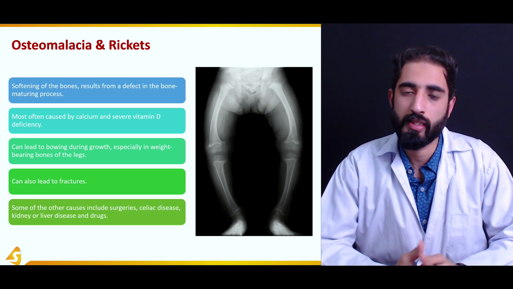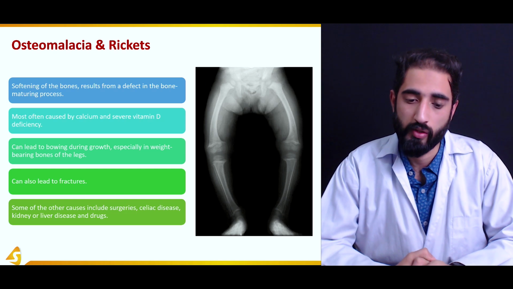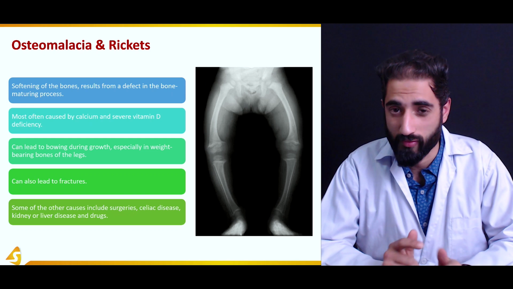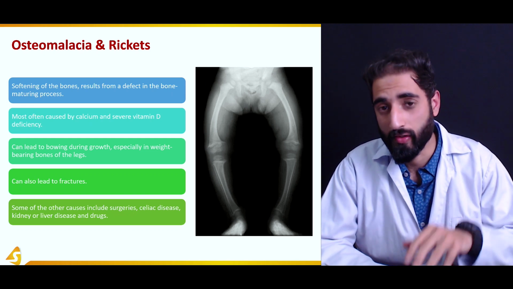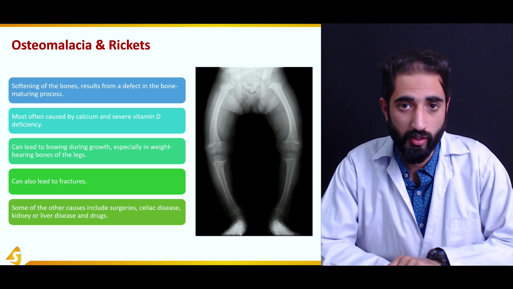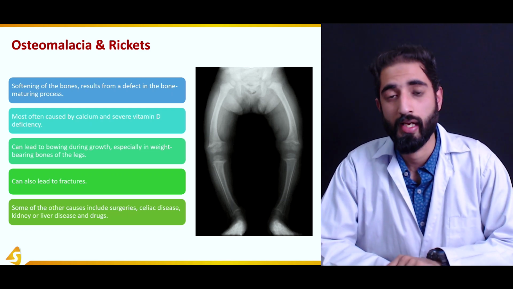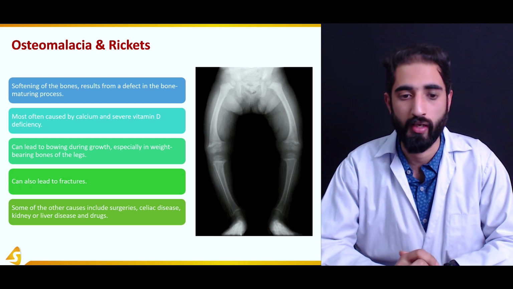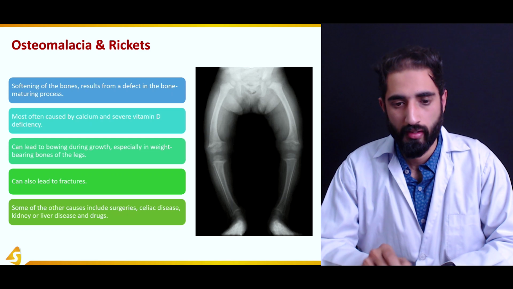Some other causes for osteomalacia and rickets include surgeries, celiac disease, and kidney or liver disease, because all of these result in either increased loss of calcium or decreased absorption of calcium. So these can be risk factors for developing osteomalacia or rickets.